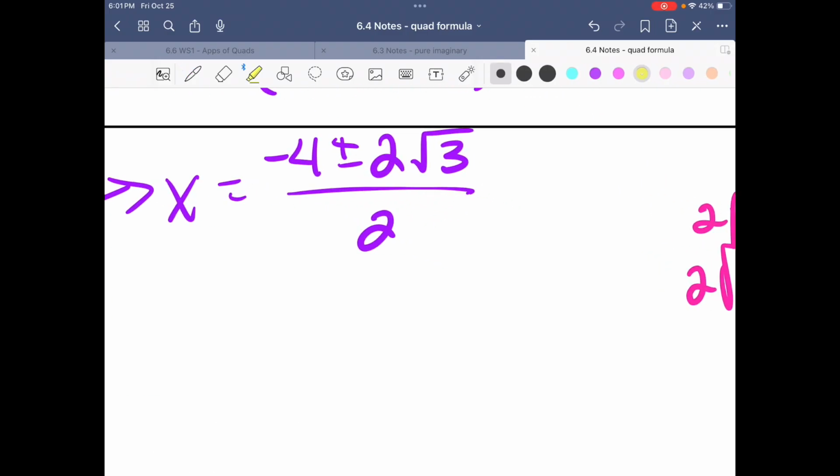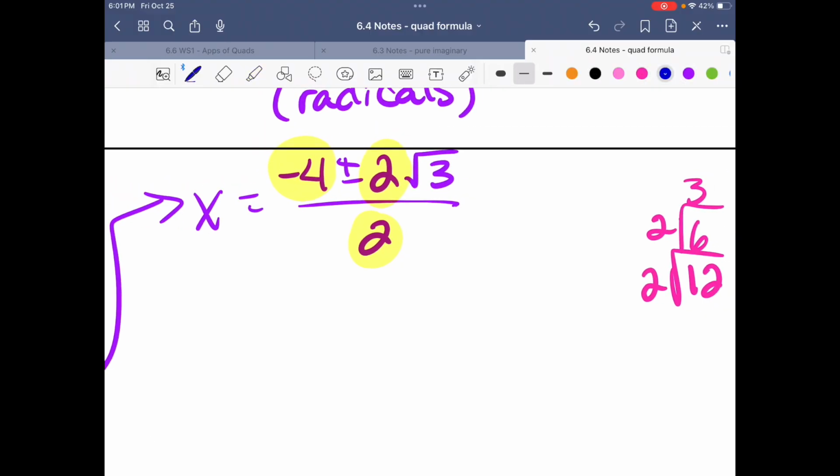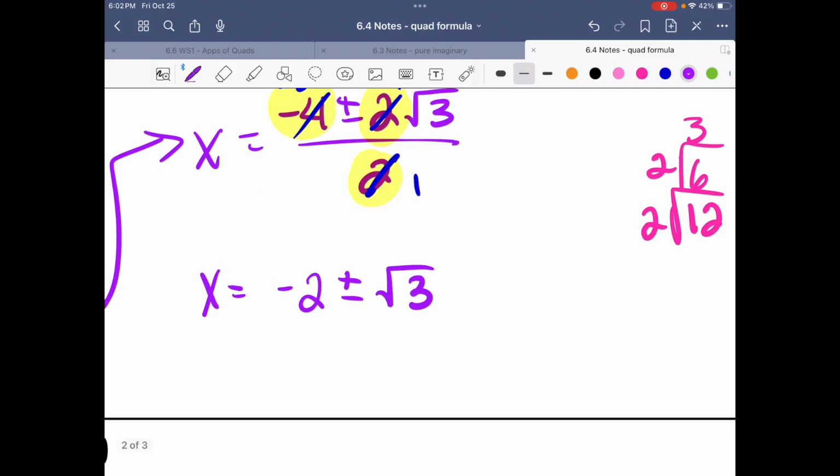Now the next thing I want you to look at, okay, I'm going to highlight them, but you don't necessarily have to do that. 2, 2, and then negative 4. Sometimes, but not always, those can be reduced. In this case they can be. The radical is not part of that because it's not irrational where you can't divide it. So 2 goes into itself once, and negative twice. So now that we have a 1 in the denominator, I no longer have a fraction. So negative 2 plus or minus the square root of 3.